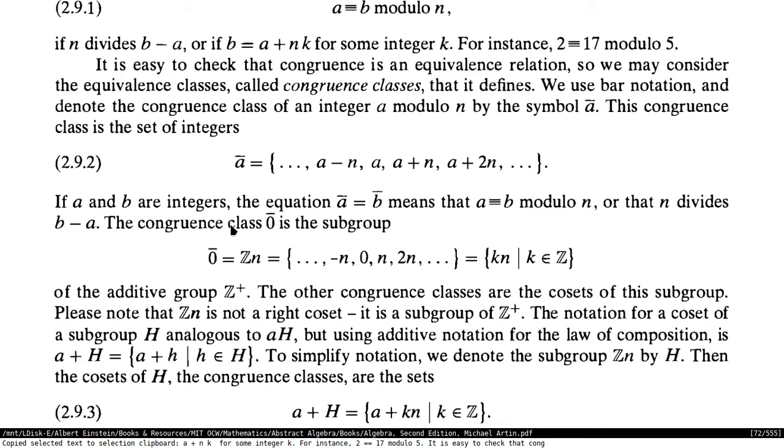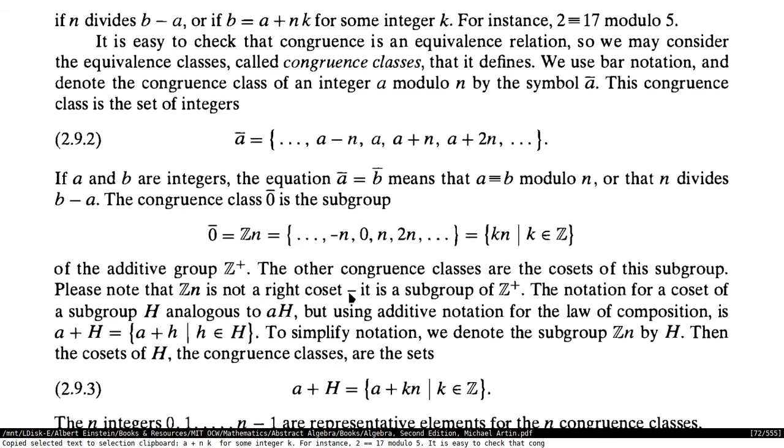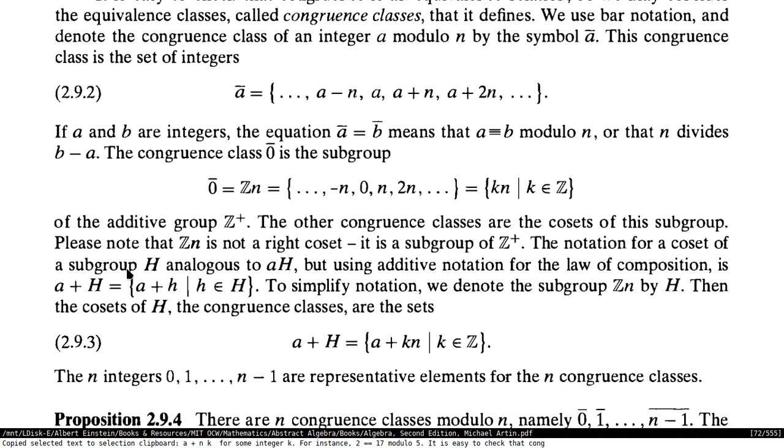So you have this class 0 bar, which is just the set of integers which are multiples of n. So you have 0, n, 2n, minus n, minus 2n, and all the elements kn such that k is an integer, so the multiples of n. And so this is a subgroup of the additive group, right? And from this the other congruence classes would be the cosets of the subgroup, right?